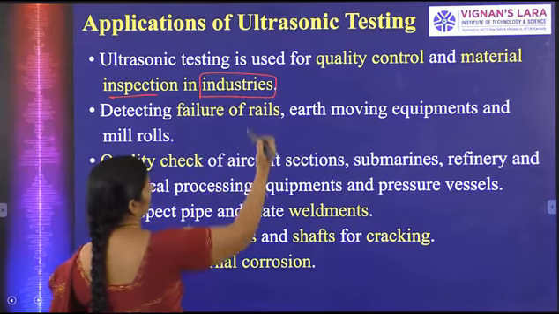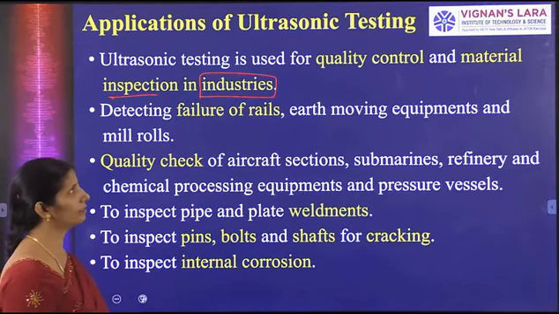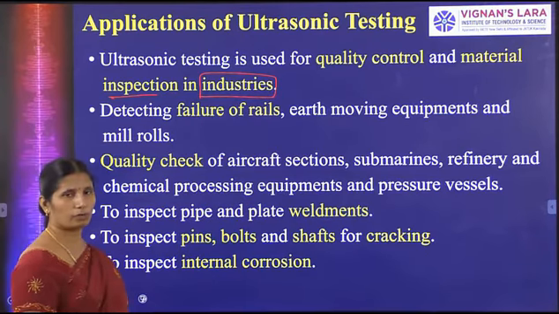Coming to the industrial applications, in industries, ultrasonic testing is used for quality control, to determine the quality of the products fabricated, and for material inspection. For material inspection in industries, the ultrasonic testing method is highly suitable. So detecting failures of rails, earth moving equipment and mill rolls. In railways we use it to detect any failures of rails, and in earth moving equipment and in mill rolls also we can use ultrasonic testing.